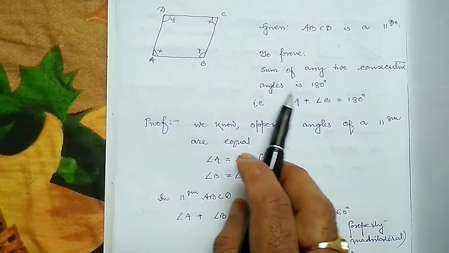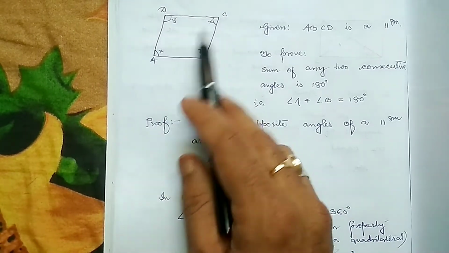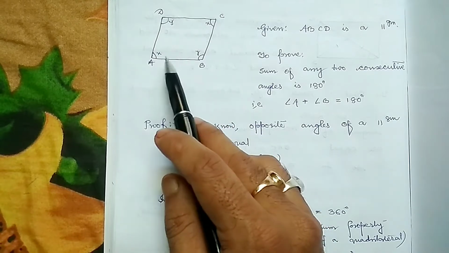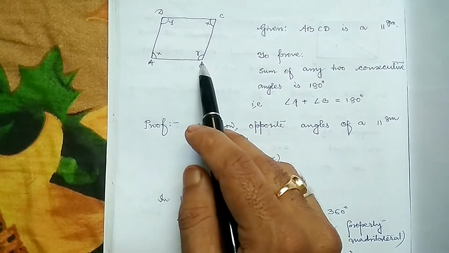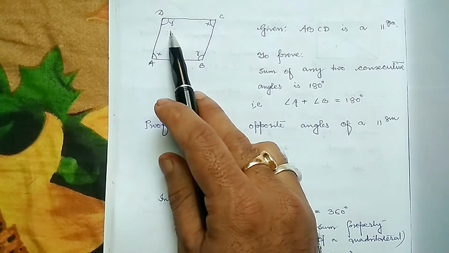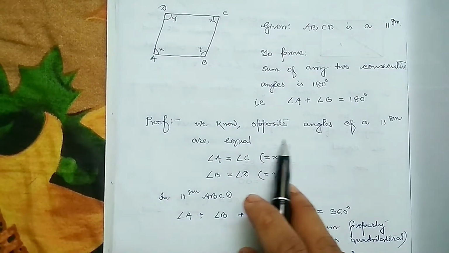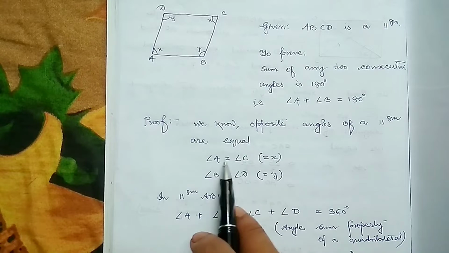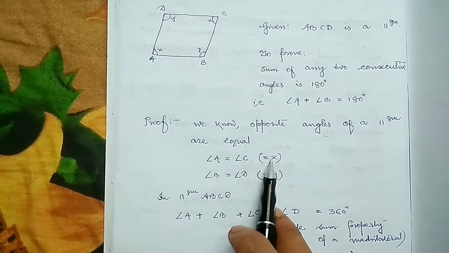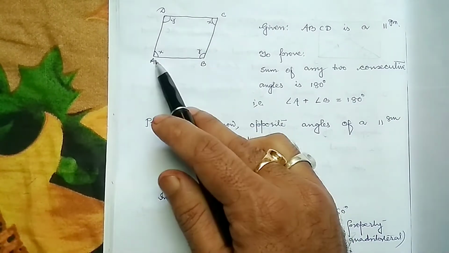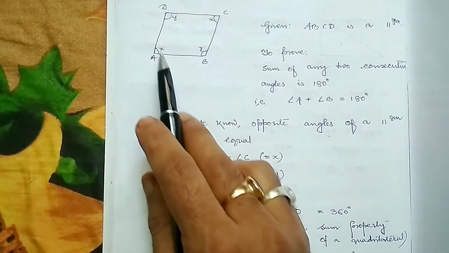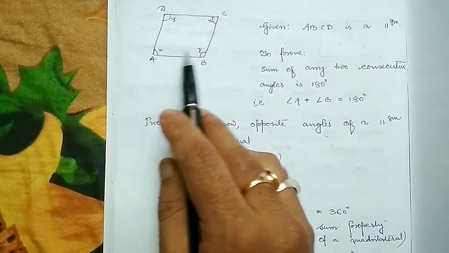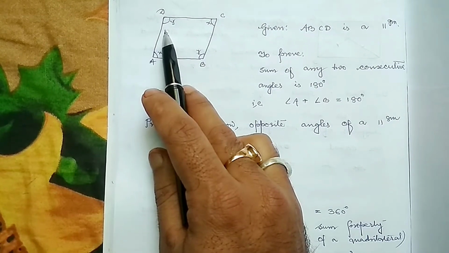Fine. Now how to prove this one? We know opposite angles of a parallelogram are equal. So suppose I consider this one to be x, this also will be x. And if I consider this to be y, this also will be y. So we know opposite angles of a parallelogram are equal. So angle A equals angle C equals x. We have considered this to be x and these two to be y. Now in this parallelogram ABCD, we know the sum of 4 angles equals 360.